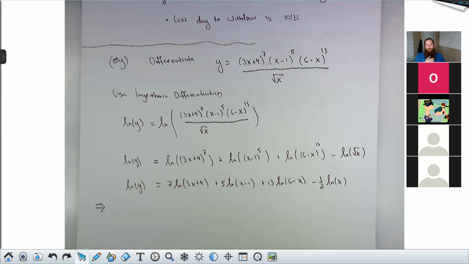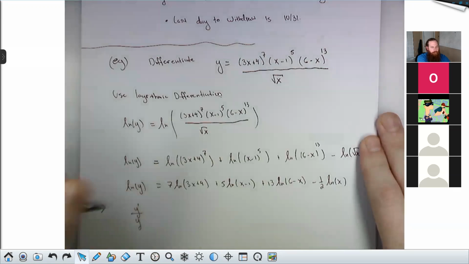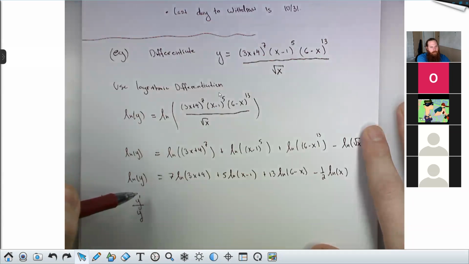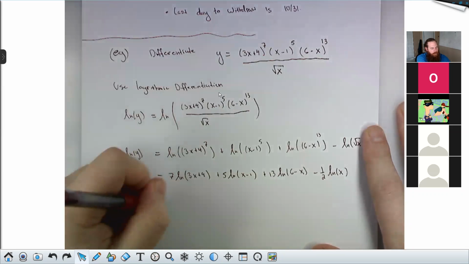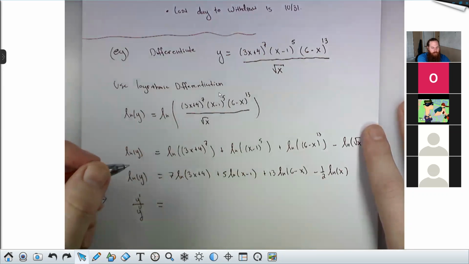Y prime over y. Right? The derivative of the outer function, the natural log, is 1 over y, and then you multiply by y prime. So that's 1 over y times y prime, or y prime over y. And on the right-hand side, when I differentiate each of these pieces, they're very, very nice.